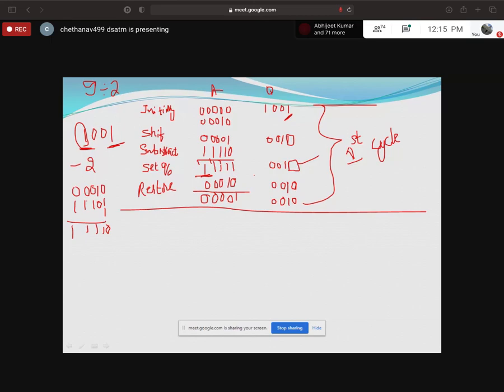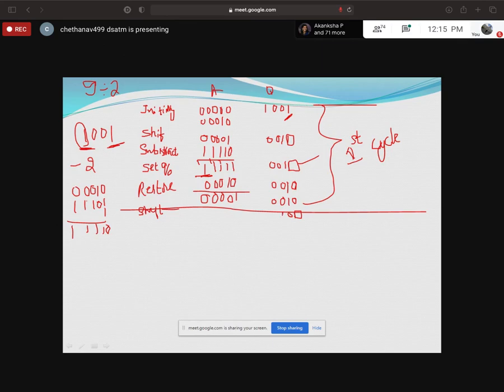Okay. Now what's our next procedure? Same thing. Shift. I'm doing the second cycle right now. Hope you are able to understand what I'm writing here. So first, next is shift. Shift means what? This is empty. I'll keep this as empty.